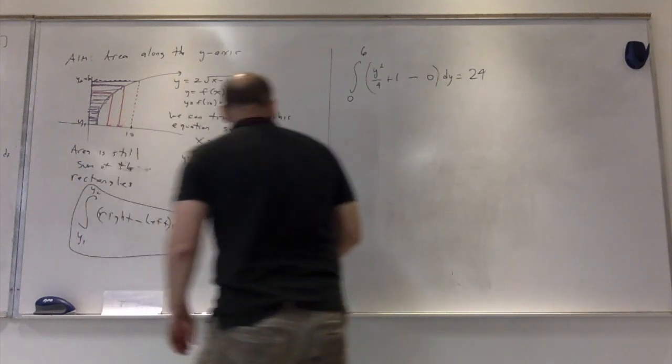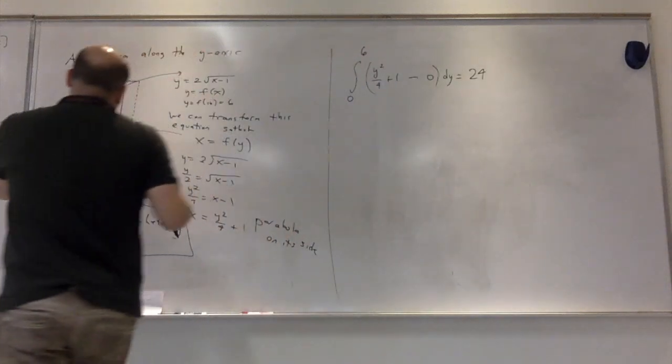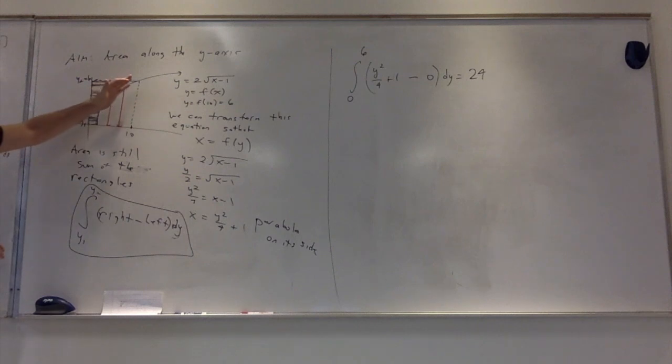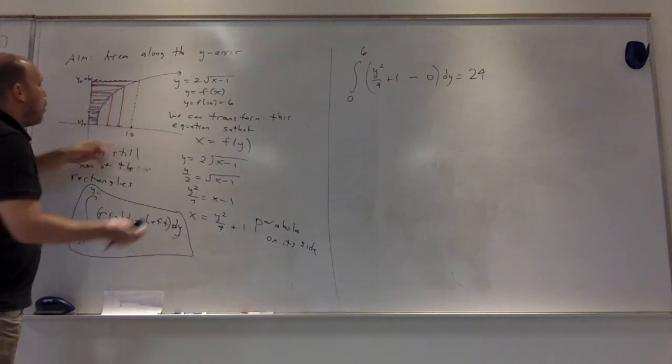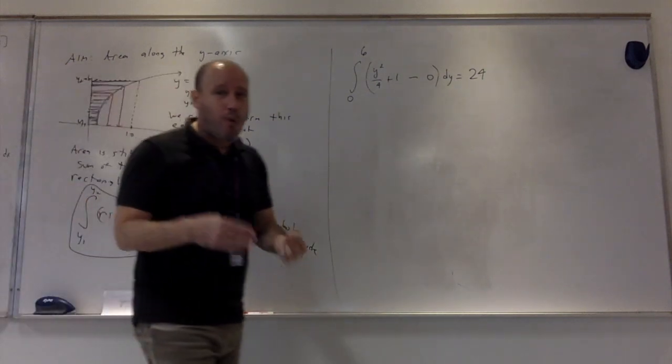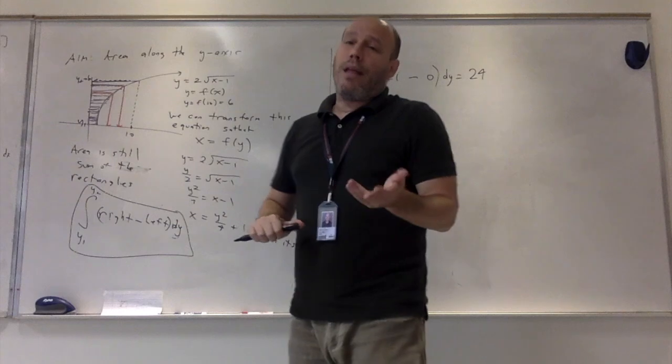That's basically it. If you have a function along the y-axis, where the rectangles are moving up and down, transform everything into functions of y, find the lower limit, and then move up to the last rectangle. That's basically it.